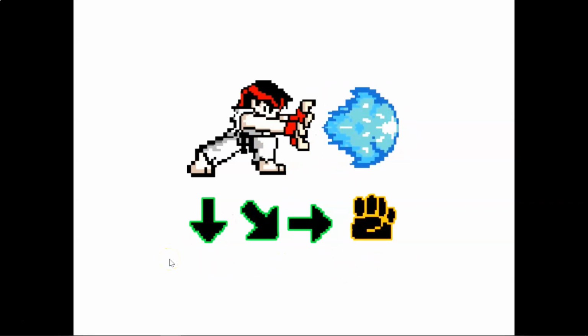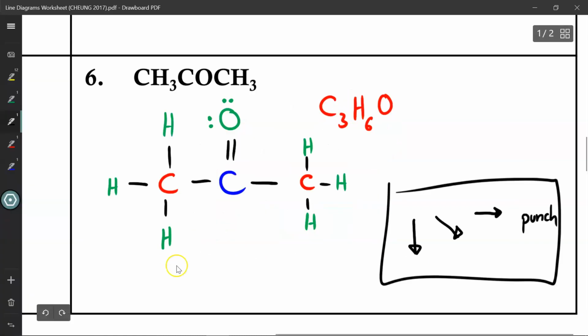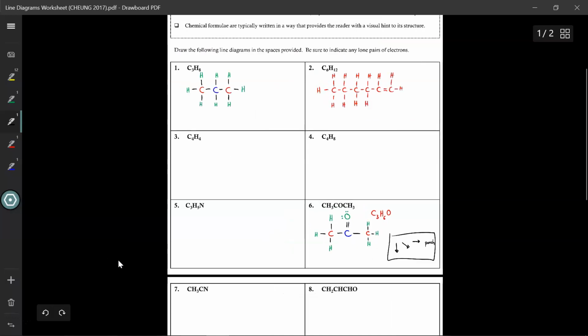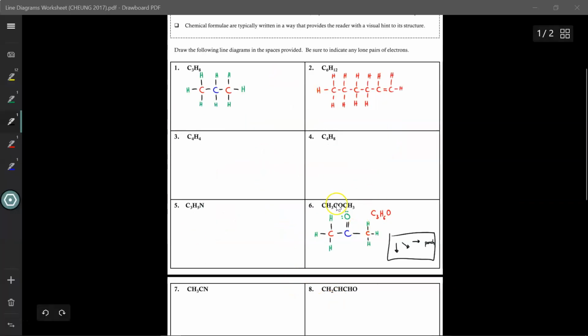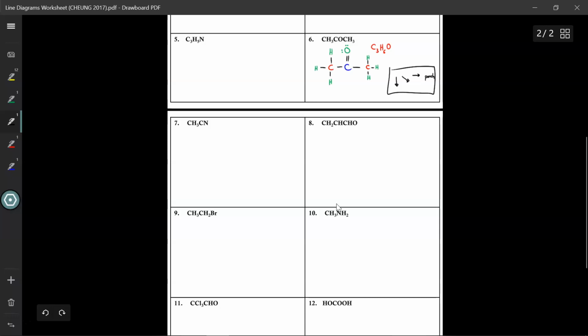But how do I know that's true? Because I've played a lot of video games. Well, same thing. How did I know that this was a possible structure? Because I've done a lot of practice questions. I don't expect you to know every single possible structure, just like I wouldn't expect you to know every single possible special move in every video game ever, but with enough practice and exposure to different types of molecular structures, you will start to see patterns as well.